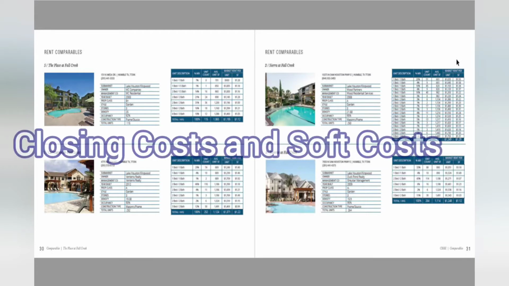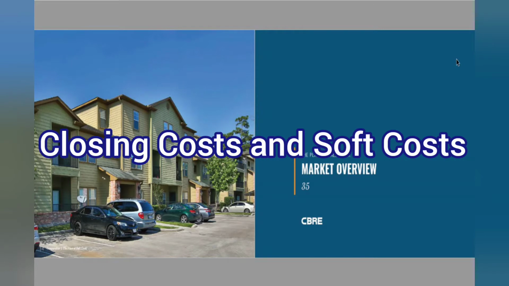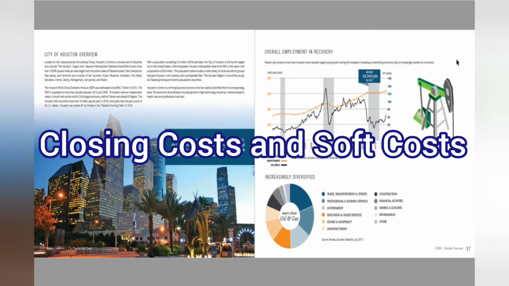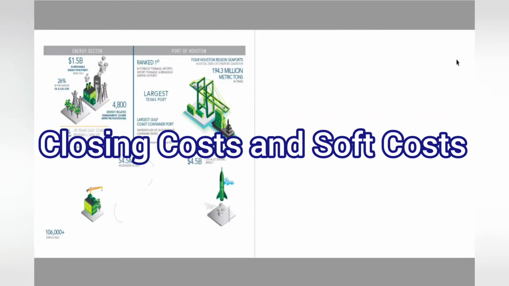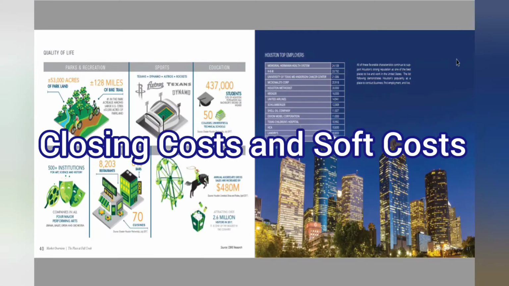In the closing costs, pay attention to what's going on there. What is hidden in there? What are the costs? How much acquisition fee is the sponsor taking? Examine the soft cost section carefully. What are the fees there? What is hidden there? Is there enough of a contingency cost there?